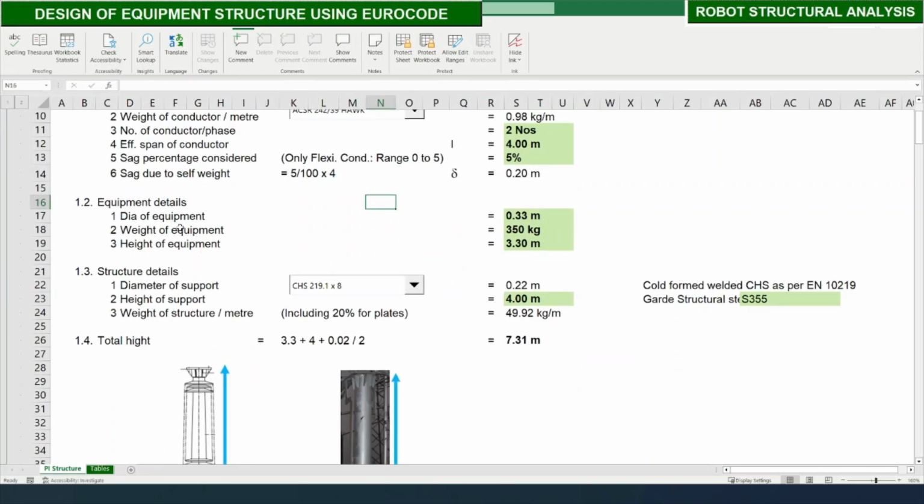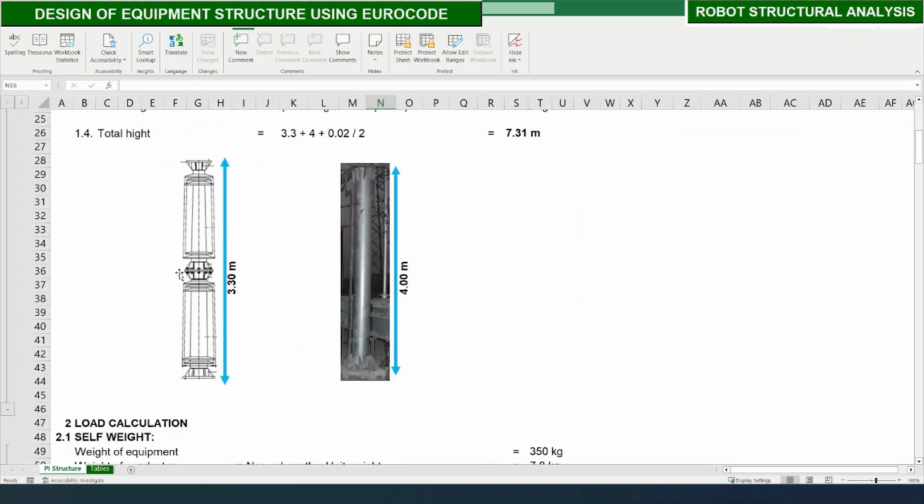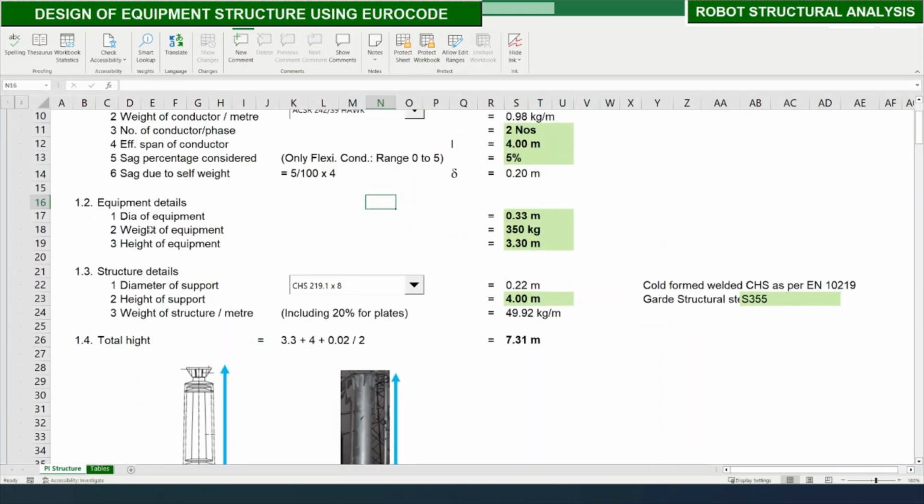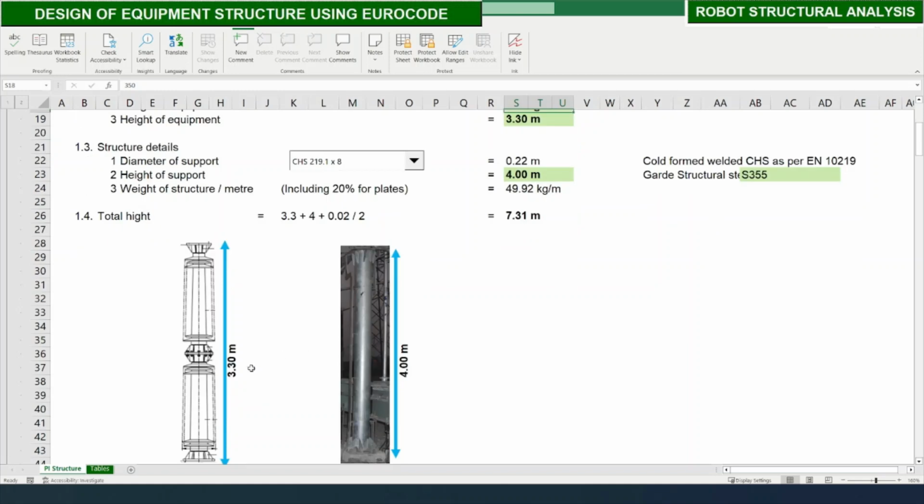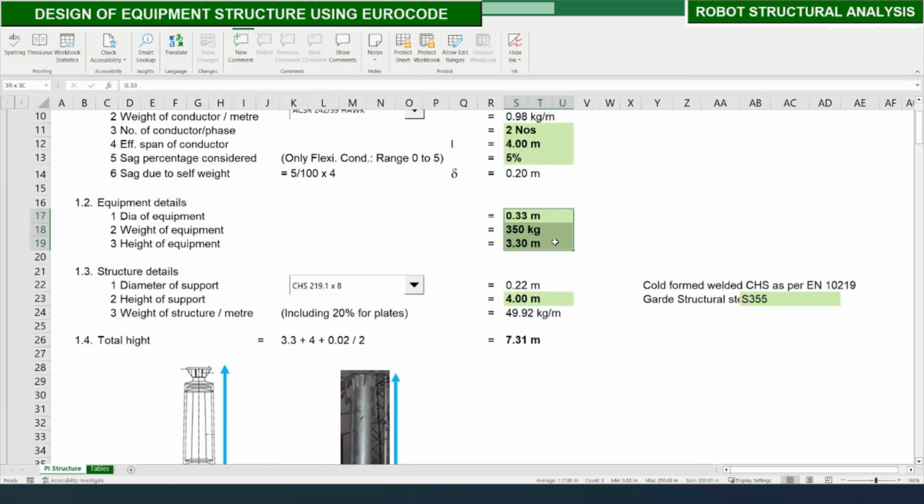Equipment details we need to get from the equipment manufacturer drawing, for example in the picture we are showing here. So diameter of the equipment is 330 mm or 0.33 meter. Weight of equipment is 350 kg, which we can get from the manufacturer drawing. Height of the equipment is 3.30 meter. So this information we need to get from the equipment manufacturer drawing.